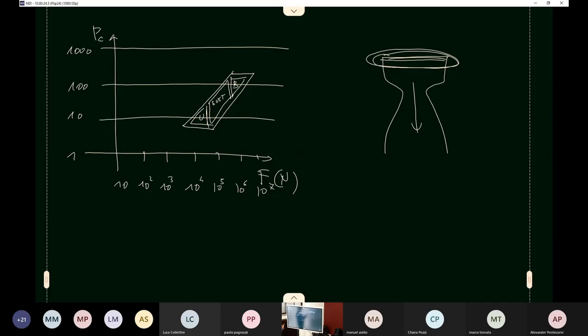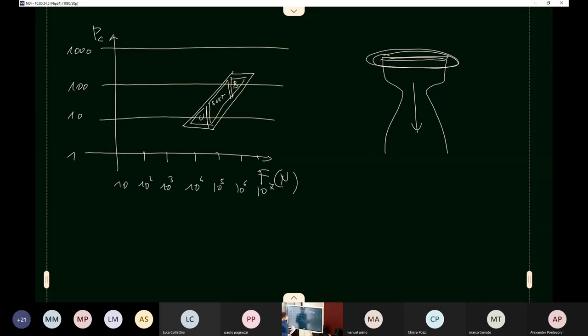Then, once you have these drops as a result of the atomization, you have to mix the propellant. So you have a mixing phase. And only after mixing can they burn to form hot gases.